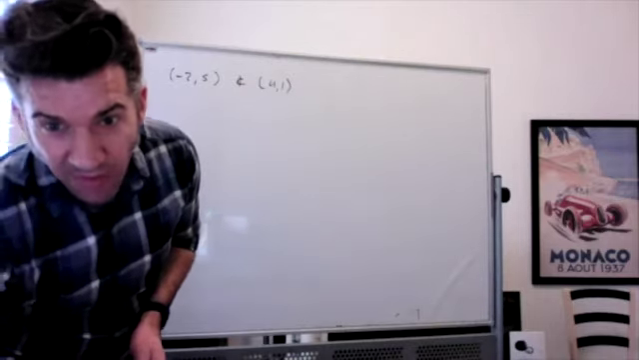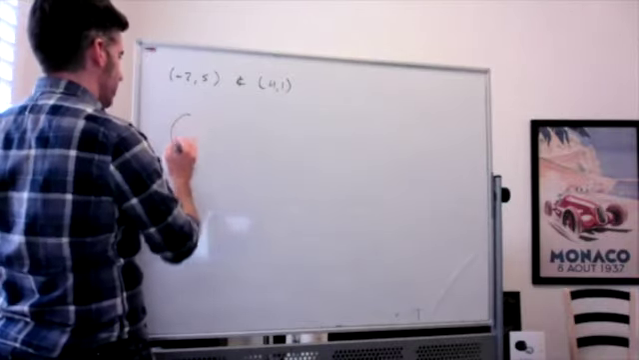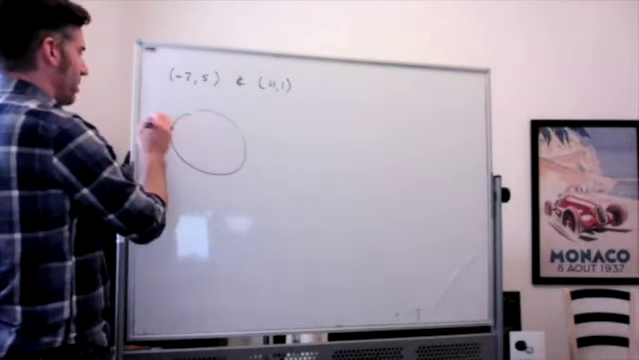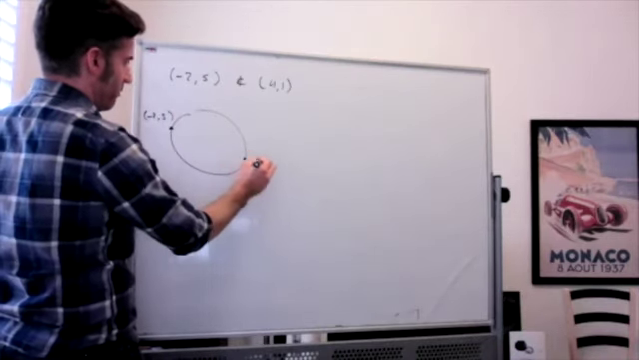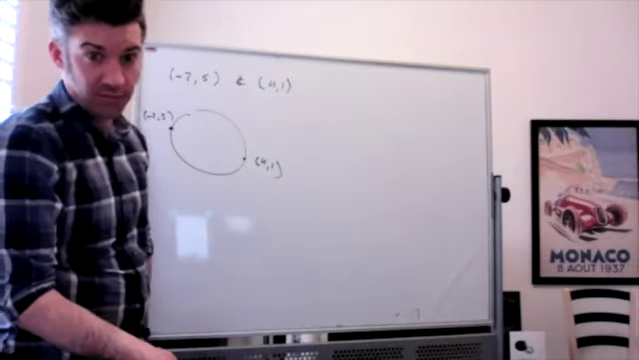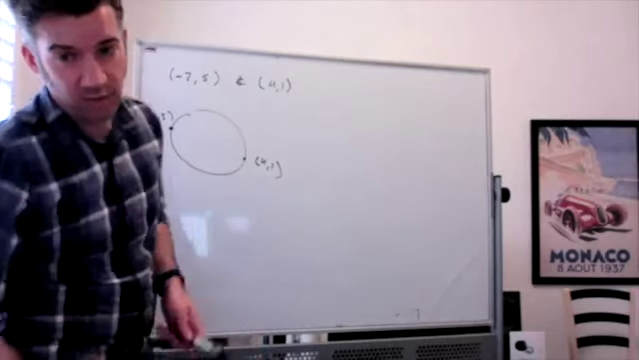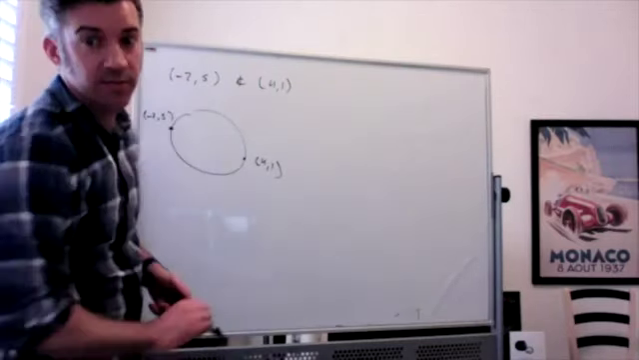So you don't have to draw a picture, but I kind of like drawing a picture. So I'm thinking of this as, okay, maybe over here is -2, 5, and over here is 4, 1. And I'm trying to find the equation of the circle. So to find the equation of a circle, we need 2 things, right? We need a center and a radius.